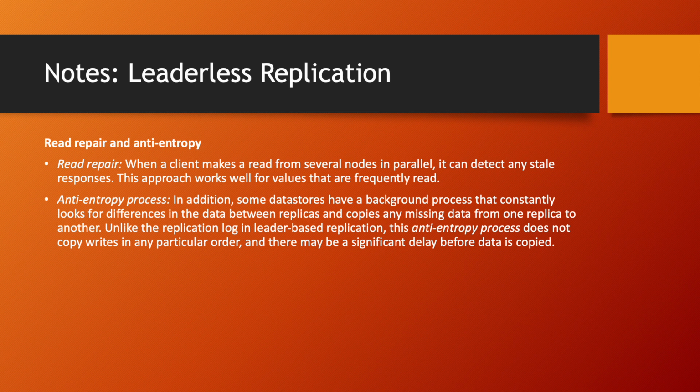Now, what are read repair and anti-entropy? Read repair: when a client makes a read from several nodes in parallel, it can detect any stale responses. This approach works well for values that are frequently read. Anti-entropy process: in addition, some data stores have a background process that constantly looks for differences in the data between replicas and copies any missing data from one replica to another. Unlike the replication log in leader-based replication, this anti-entropy process does not copy writes in any particular order, and there may be significant delay before data is copied.